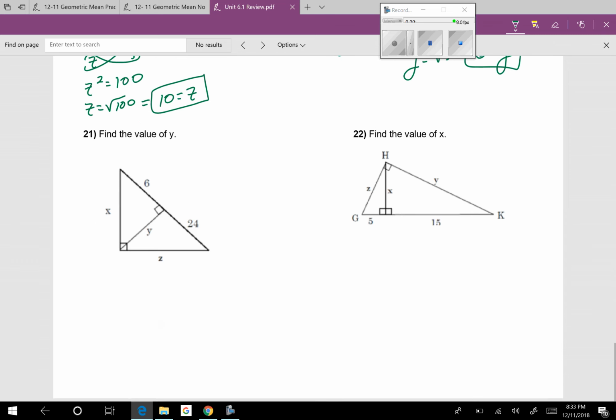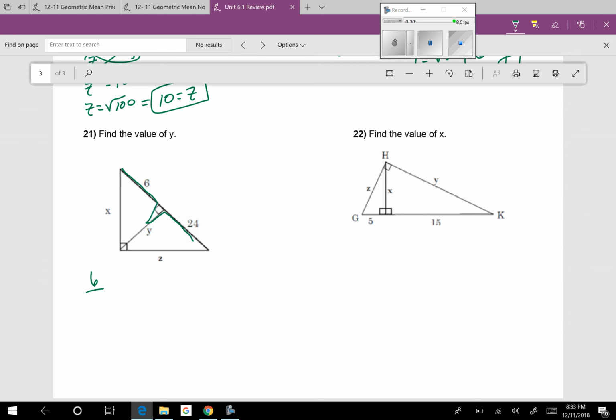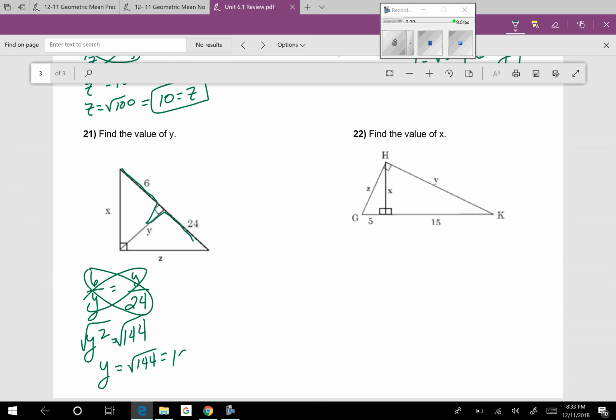All right, next one. It says find the value of y. So y is the altitude here, so we're going to use the heartbeat rule. So we have 6 over y is equal to y over 24. So we have y squared is equal to 6 times 24, which is 144. So square root. So y is the square root of 144, which if you evaluate that is 12. So y is 12.